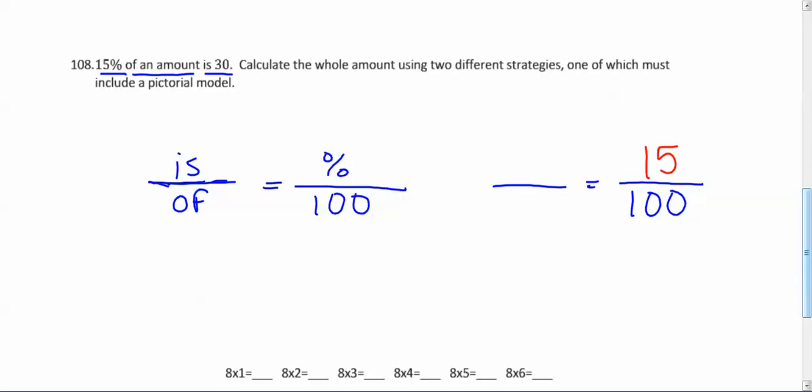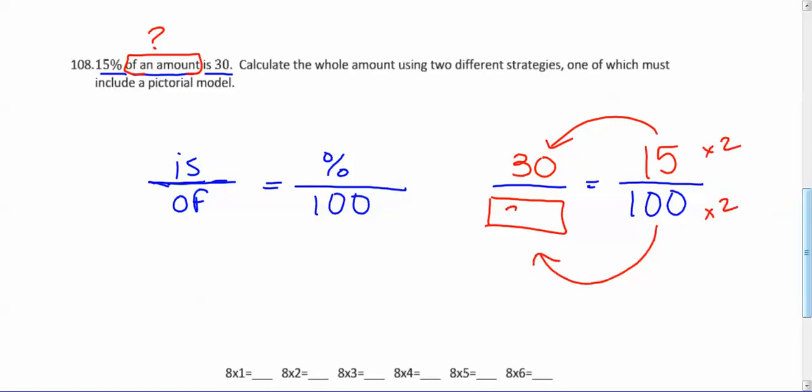All right, it says of an amount. Do they tell us what amount? No, they don't. So this is of an amount. This is an unknown right here. We don't know what that amount is. So that's where we're going to put our empty box. All right, and then see where it says is 30? That's why that one goes on top. So the partial amount is 30. That's 15% of our unknown number. All right, so to get from 15 to 30, what are we multiplying by? By 2. 100 times 2 is 200.